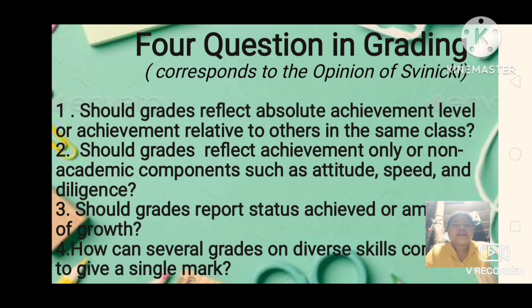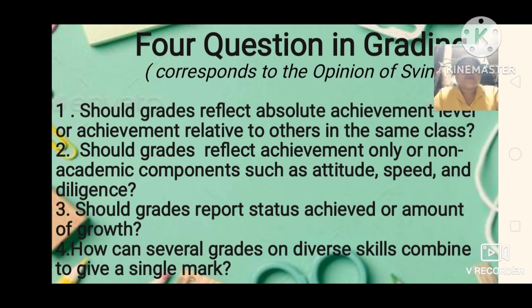Should grades reflect absolute achievement level or achievement relative to others in the same class? The second is, should grades reflect achievement only or non-academic components such as attitude, speed, and diligence? The third one is, should grades report status achieved or amount of growth? Fourth, how can several grades on diverse skills combine to give a single mark?